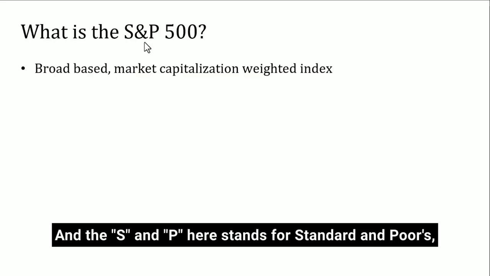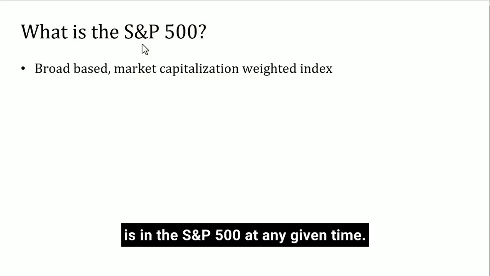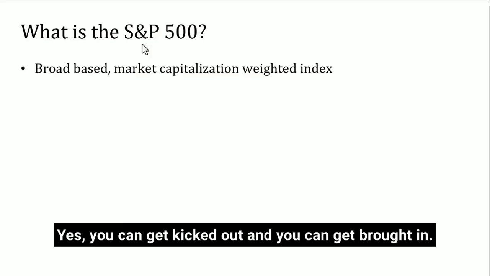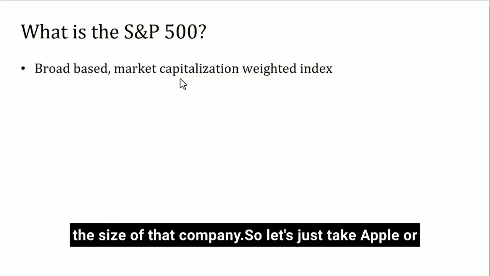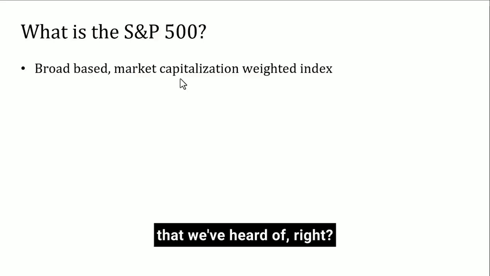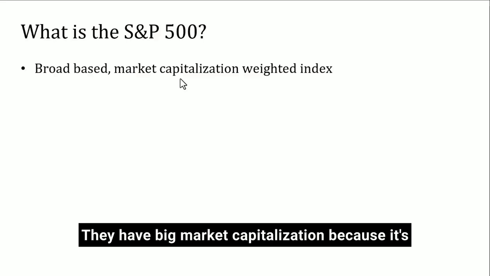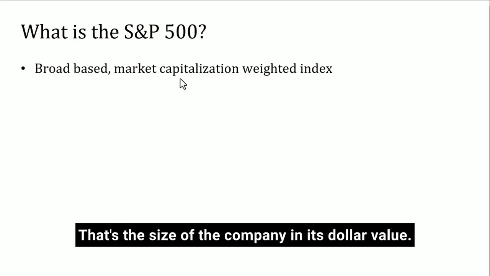And the S&P here stands for Standard & Poor's, and that's the organization that decides who is in the S&P 500 at any given time. Yes, you can get kicked out and you can get brought in. Now, market capitalization simply means the size of that company. So let's just take Apple or Tesla or Nvidia because they're huge companies that we've heard of, right? They have big market capitalization because it's simply the formula of the share price times the number of shares outstanding. That's the size of the company in its dollar value.